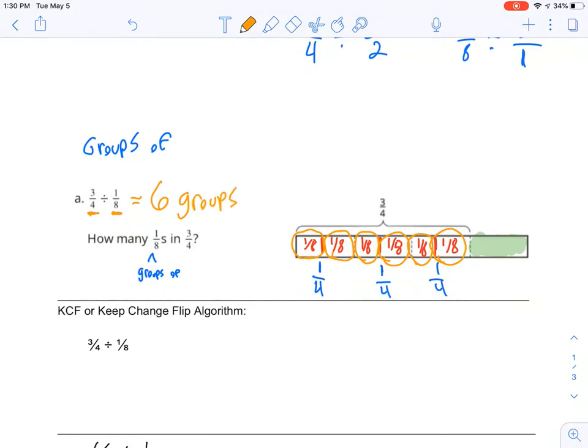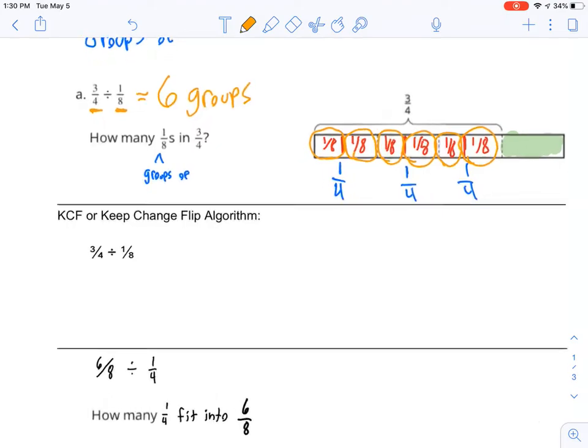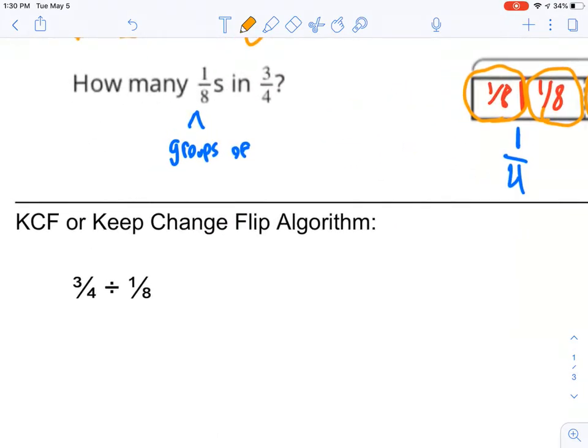So it was nice that we had the diagram to solve that problem, but what if we did not want to use a diagram? Well, we can use the algorithm, and this particular algorithm for dividing fractions is called the keep, change, flip algorithm, or KCF, not to be confused by KFC, okay? But pretty much this is how it works, okay?